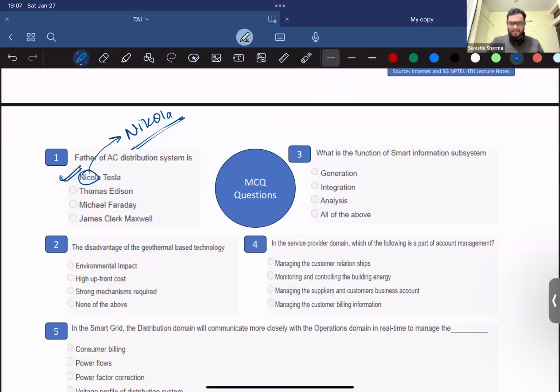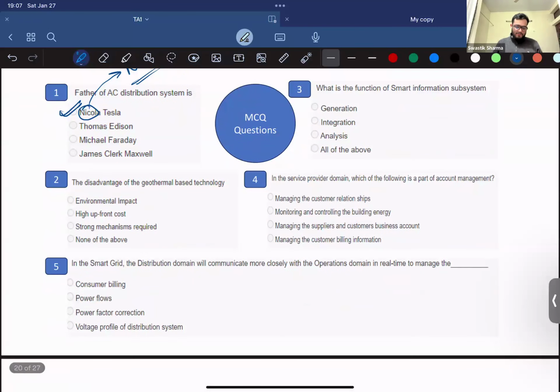So I didn't go through the distributed generators that Padhy sir covered in the second lecture this week. There he told you about the disadvantages of geothermal based technology. Can anyone tell me what it is? You can go to the lecture slides as well. I didn't go through them because it was a very big lecture, and to cover this in 2 hours is very difficult. Can anyone tell me the disadvantage of geothermal based energy? Yeah, it's environmental impact.